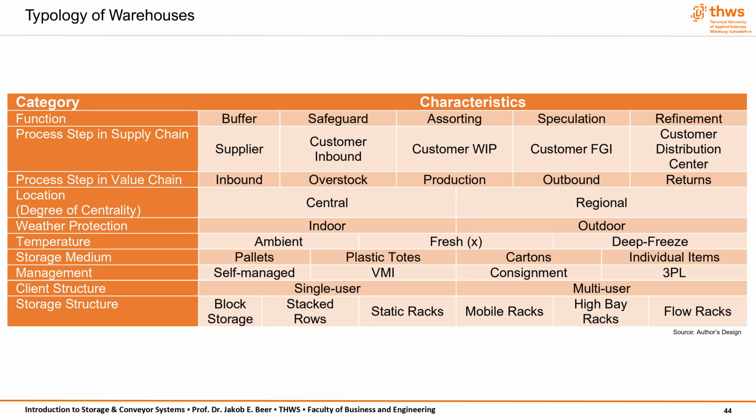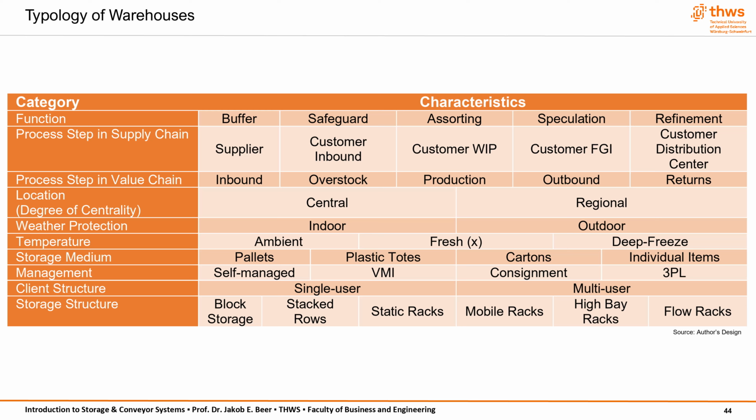The last category on this slide is storage structure, the physical arrangement of storage within the warehouse. Block storage is the simplest method. Goods are stacked on the floor without racking, usually in lanes. It's space efficient but limits accessibility. Stacked rows build on that idea but offer a bit more order. Pallets are stacked 2 or 3 high, typically sorted by SKU or customer.